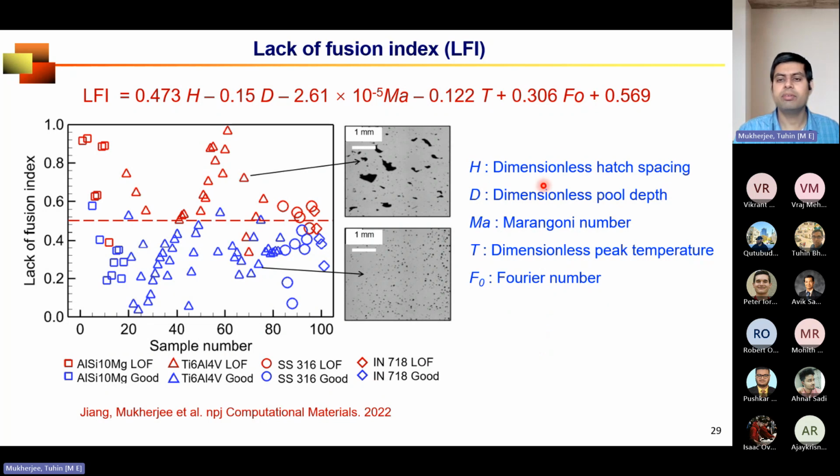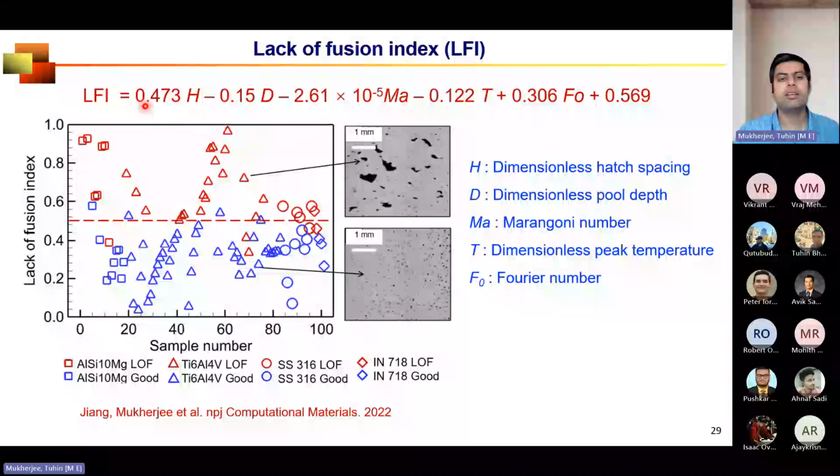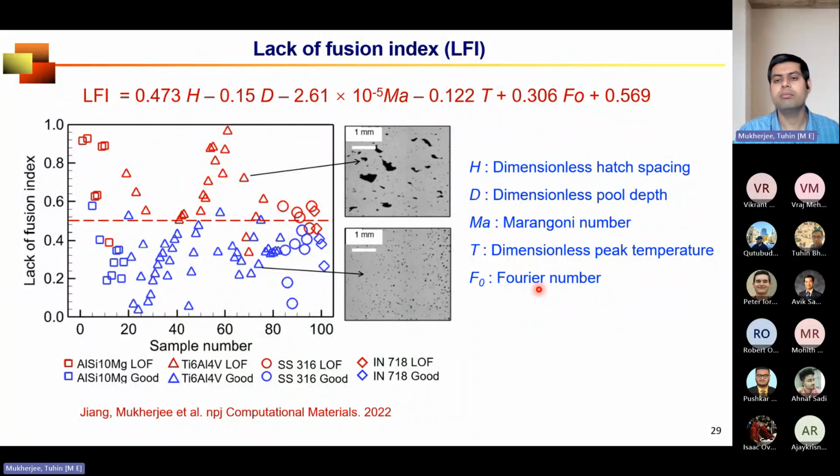Now we have all these variables computed for 100 experimental cases for 4 materials, and then we came up with an index, the lack of fusion index, purely driven by machine learning, and that gave us a formula for the lack of fusion index as a function of all these 5 variables. And you will see that based on these, you can clearly delineate between the cases where you have voids and the cases where you do not have that many voids.